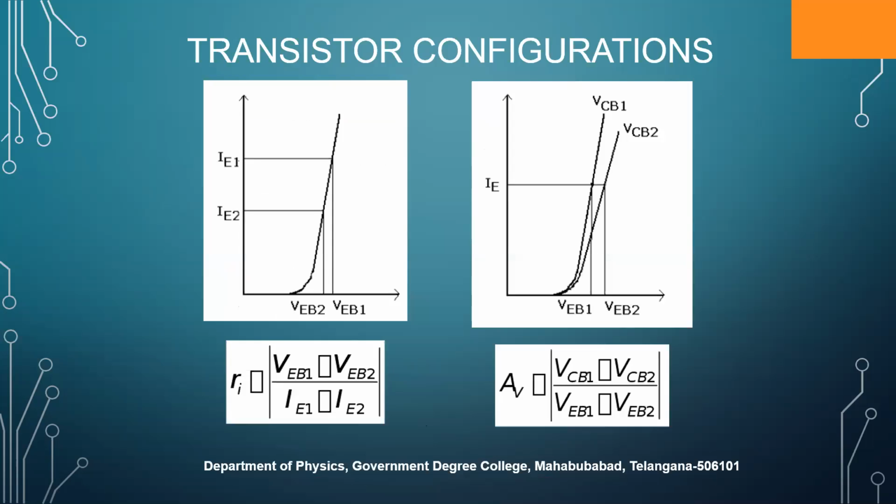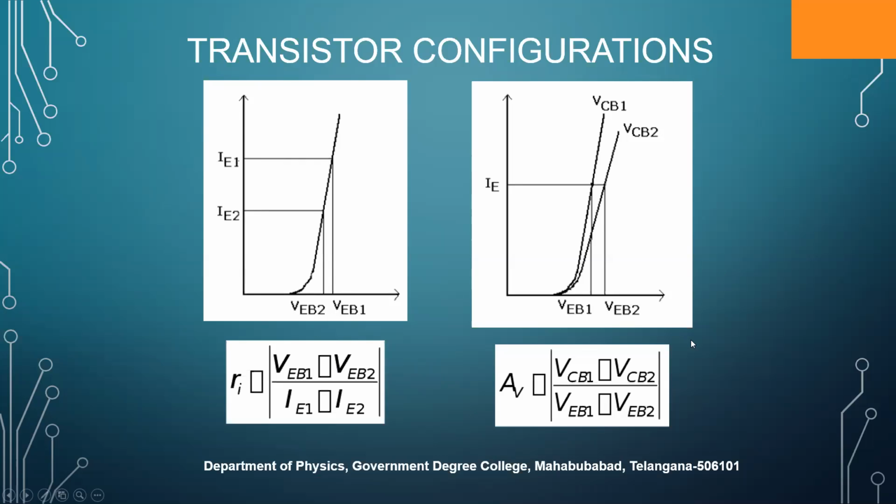Here, just for calculation purpose, it has been shown. We have already discussed. So we have taken this for a particular VCB value. For two different values of VEB, that is VEB1 and VEB2, we have taken the values of IE. For VEB1, the current is IE1. For VEB2, the current is IE2. From this, we calculate input resistance, that is Ri is equal to VEB1 minus VEB2 divided by IE1 minus IE2. This will give you the input resistance.